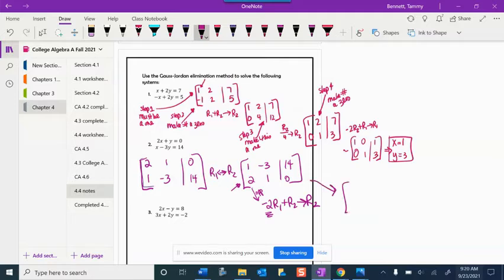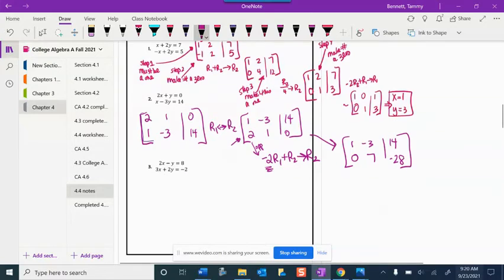I get top row stays the same, 1, negative 3, 14. Bottom row becomes, so I have negative 2 times 1 is negative 2 plus 2, I get 0. Negative 2 times negative 3 is 6. 6 plus 1 is 7. And negative 14 times negative 2 is negative 28 plus 0, negative 28. Next goal, I need to make this 7 a 1.